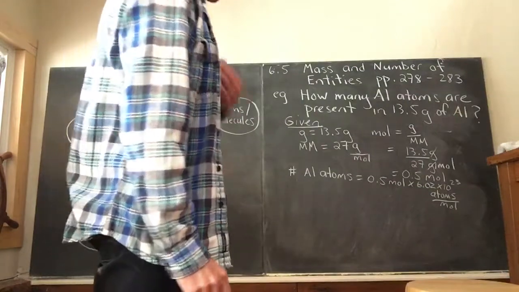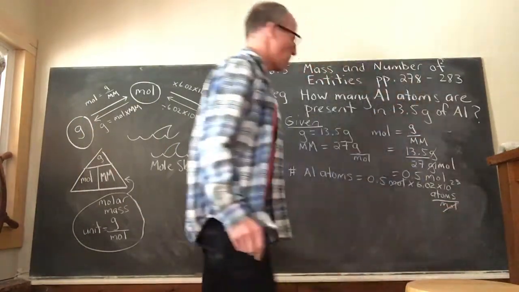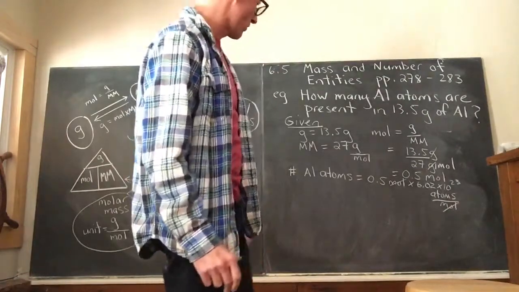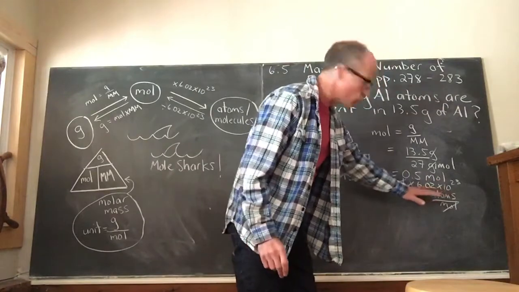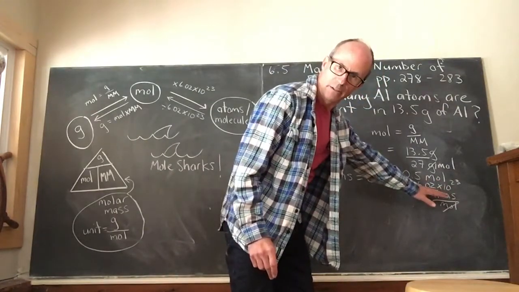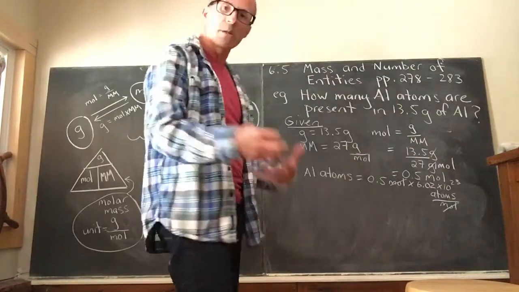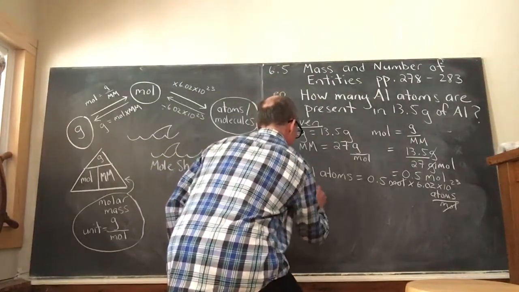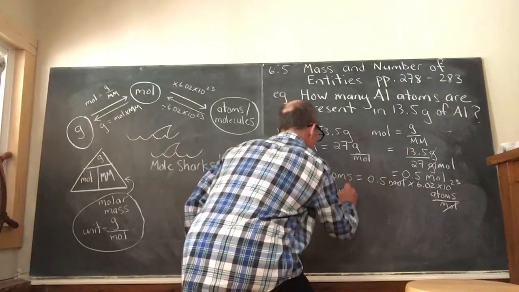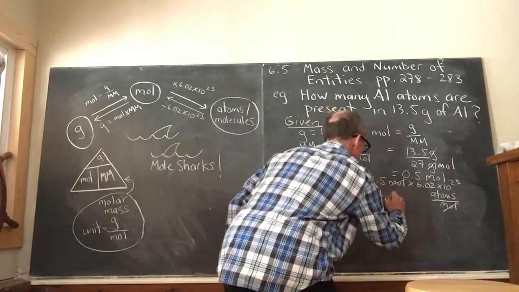Okay? So we can cancel out our moles. And I know if you look at this, you can see that half of Avogadro's number should be easy to get without a calculator. Of course, we know that half of 6.02 is 3.01. So we can just simply do it. The answer will be 3.01 times 10 to the 23rd atoms.